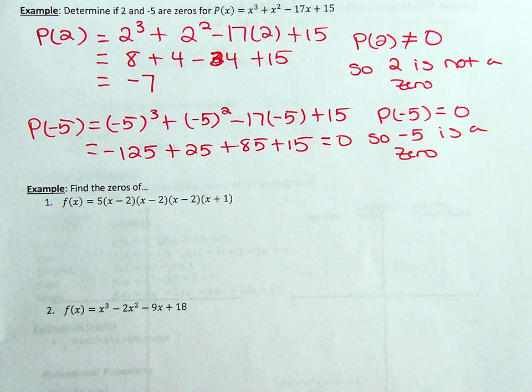So if you're asked to verify if anything's a zero or not, we've done this before in the past where we were asked to verify if something was a solution to an equation. That's what we're doing, because solution is the same thing as zero. So plug it in, see if we get zero. If we get zero, it's a zero. If we don't get zero, it's not a zero. Questions on that?